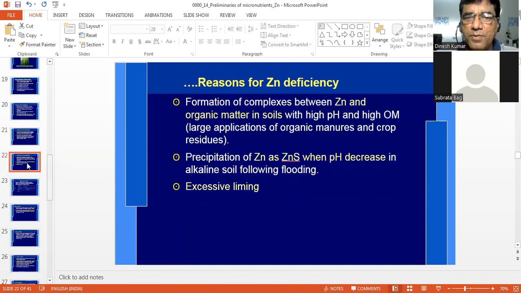Formation of complexes between zinc and organic matter in soils with high pH and high organic matter. So that is the problem also, that here organic matter is not doing a good thing. It is reducing the availability of zinc. So formation of complexes with zinc and organic matter in soils with high pH and high organic matter means when you apply organic matter in large quantities. Precipitation of zinc as zinc sulfide when pH decreases. Under acidic condition, zinc availability will be reduced due to formation of zinc sulfide.